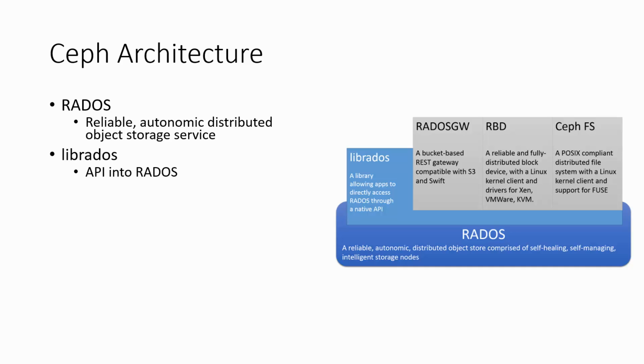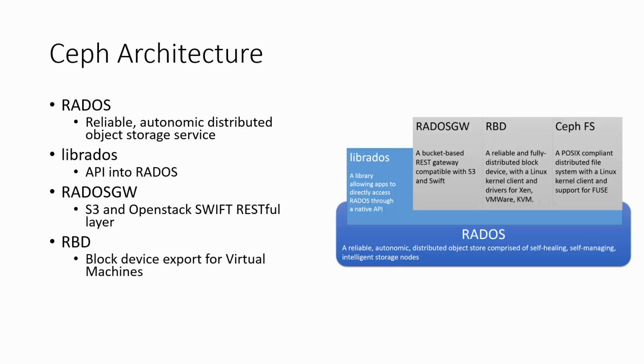Now, applications that don't compile or use librados can use any of the multiple higher level APIs. The first is RADOS GW or RADOS Gateway. This is a bucket-based REST gateway that's compatible with S3 and Swift. Then we have RBD or RADOS block device. This is a reliable and fully distributed block device. It contains a Linux kernel client and drivers for Xen, VMware, and KVM. So this allows you to export individual block devices that you can attach to virtual machines.